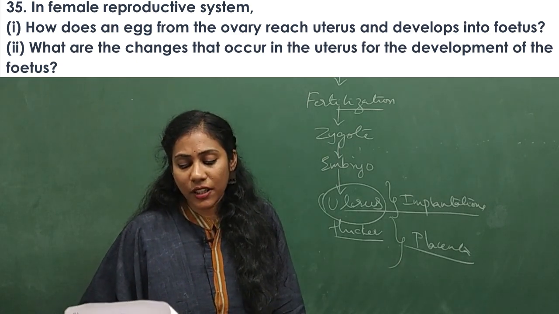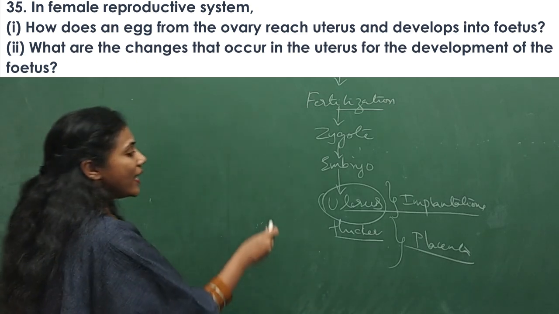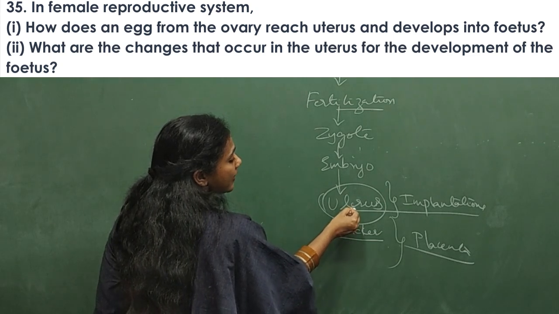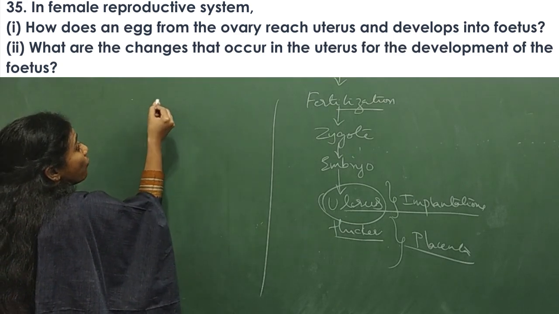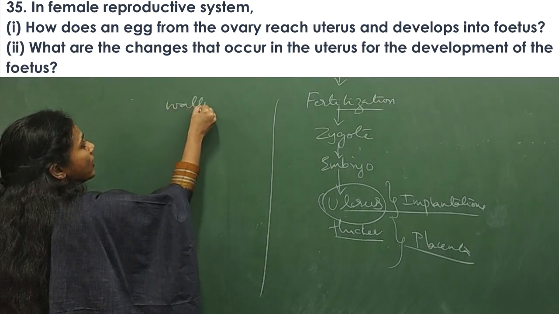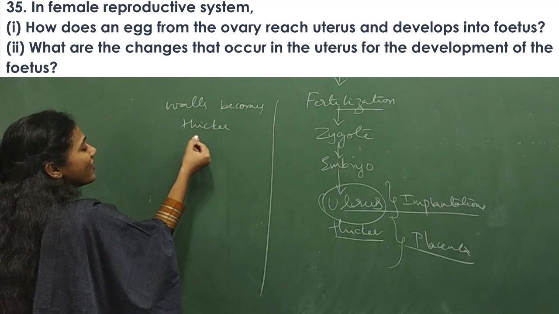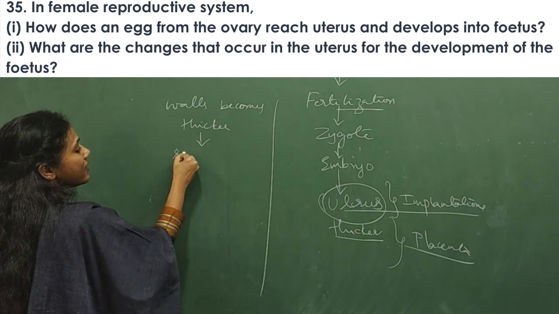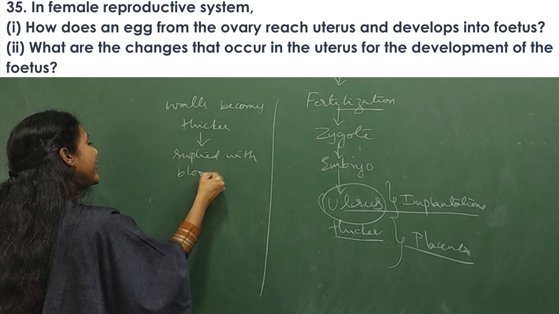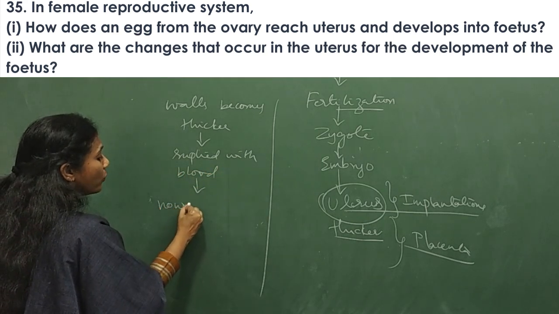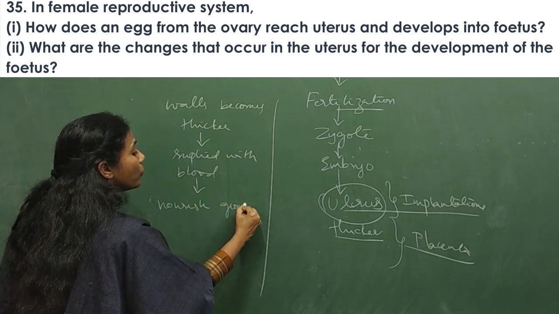Under that, the second sub question: what are the changes that occur in the uterus for the development of the fetus? So once the fetus starts developing in the uterus, what are the changes you will observe in the uterus? See, uterine walls become thicker, right? Thicker, and they are richly supplied with blood, right? Because it is to nourish the growing embryo. It is to give nourishment to the growing embryo, right?